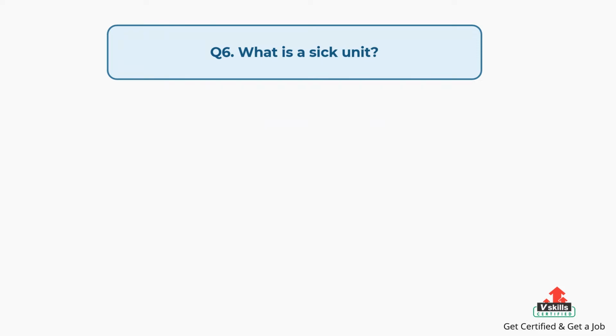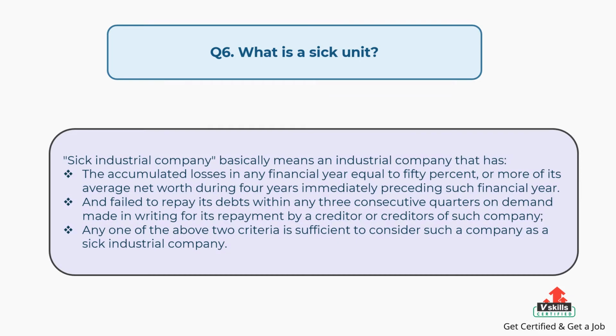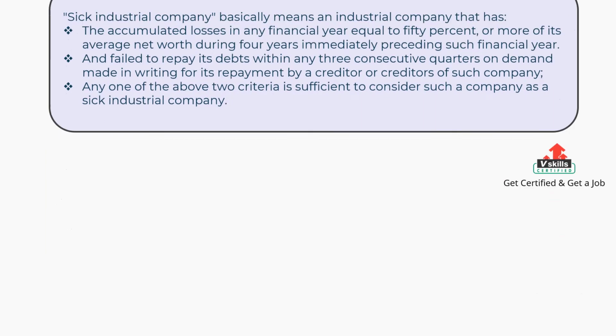Question number 6. What is a SIC unit? The answer is SIC industrial company basically means an industrial company that has the accumulated losses in any financial year equal to 50%, or more of its average net worth during 4 years immediately preceding such financial year, and failed to repay its debts within any 3 consecutive quarters on demand made in writing for its repayment by a creditor or creditors of such company. Any one of the above 2 criteria is sufficient to consider such a company as a SIC industrial company.